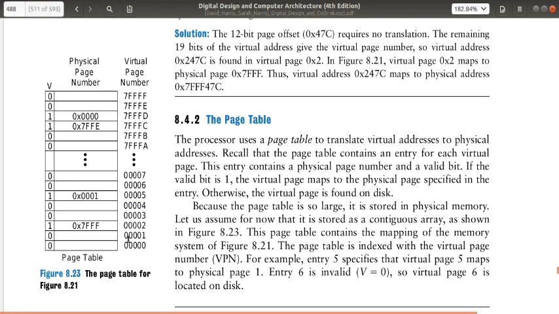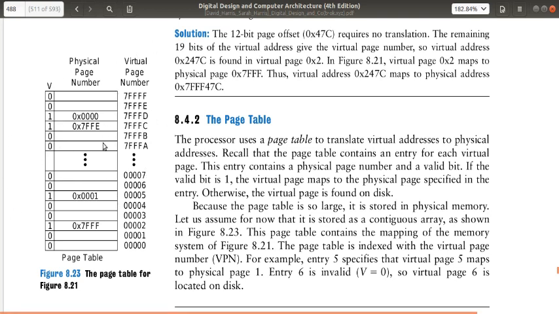Or if it wants to find the physical page number corresponding to virtual page number 7FFFA, then it starts from here and goes to this particular location, and there it will know if there is some value. Here also we are using this valid bit to signify whether there is a valid value there. If there is no valid value, it is understood that it is not mapped into the physical memory, it is mapped into the hard disk. So this is how a page table is implemented.